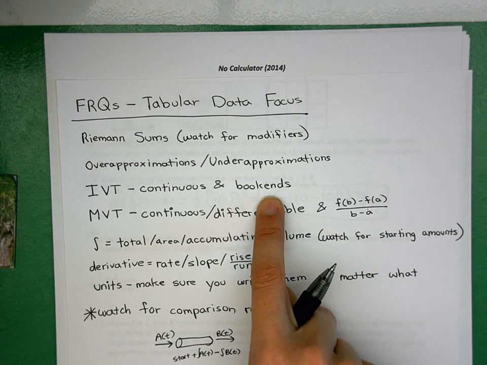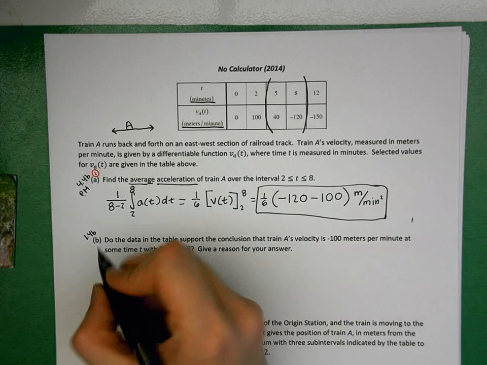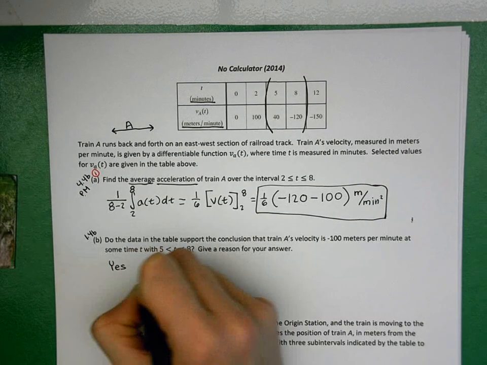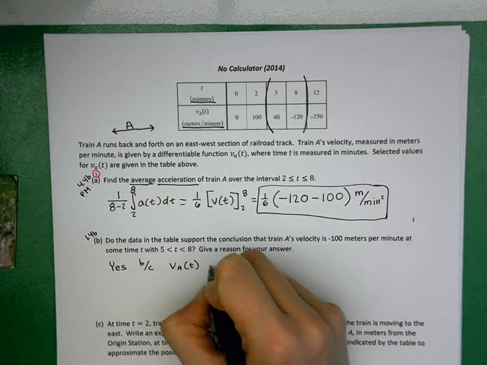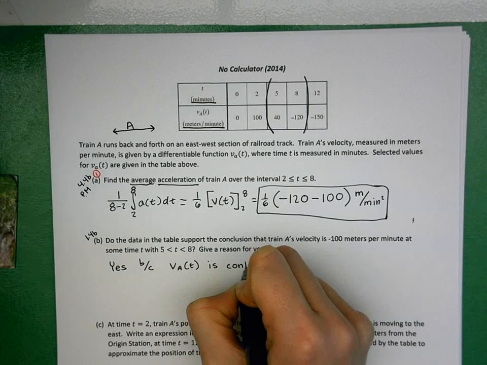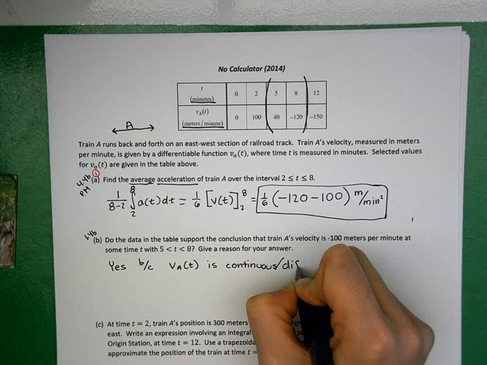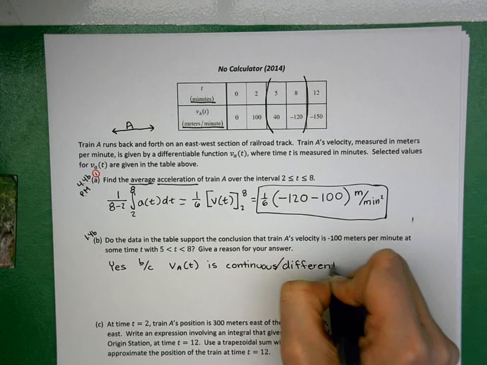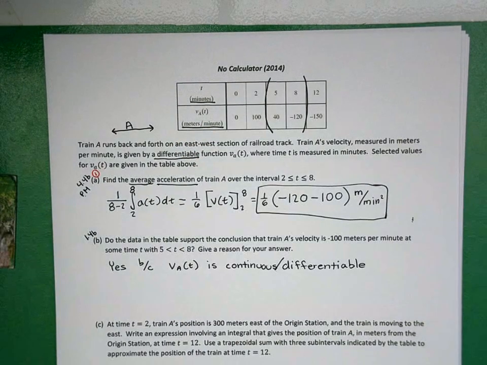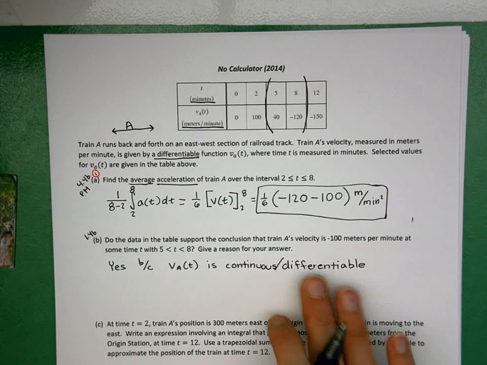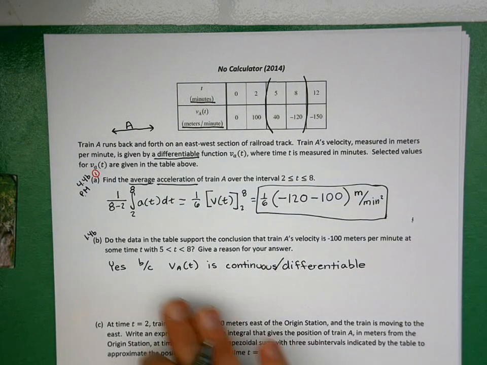Okay, and so then I'm going to go ahead and write that down. Yes, because my function is continuous, and you don't have to say differentiable, but I'm going to, because that's technically what they tell us our function is: differentiable. So I'm going to write it just to say why I know it's continuous, where it comes from. So velocity is continuous / differentiable.